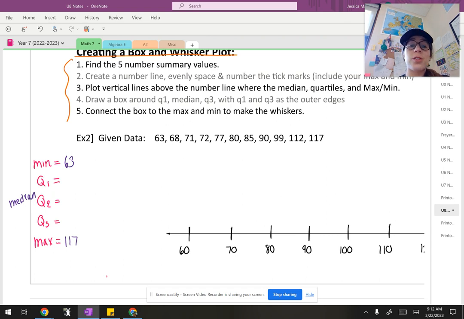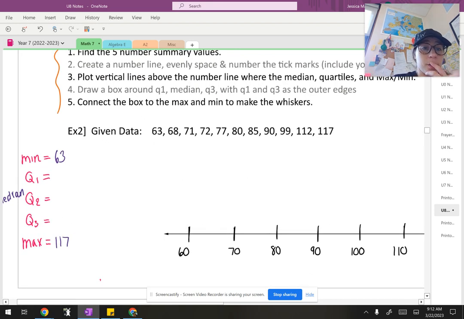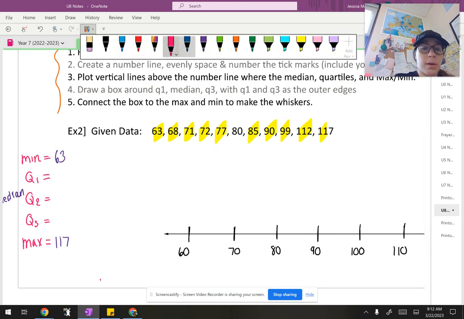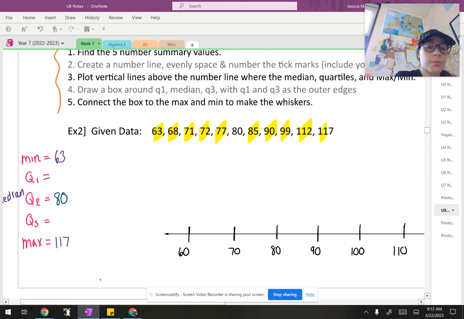Before I can find Q2, aka the median, I have to make sure that my data is ordered from least to greatest, which I so graciously did for you to make it easier. But make sure on your practice problems that you order that data. So I'm just going to go ahead and highlight and cross off to find what's in the middle. 1, 2, 3, 4, 1, 2. So clearly right there, I can see that my median is going to be 80.